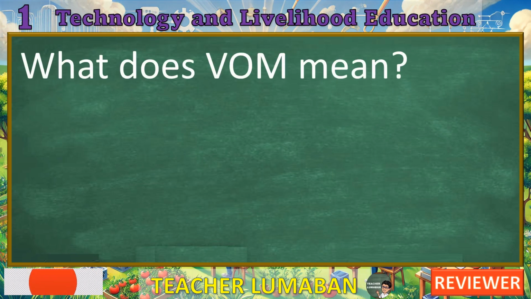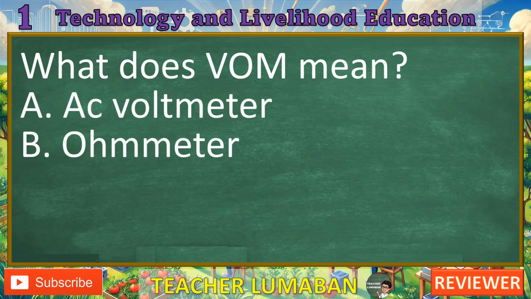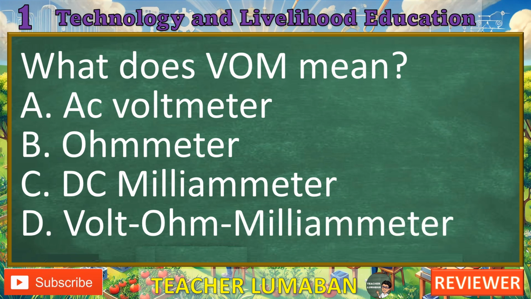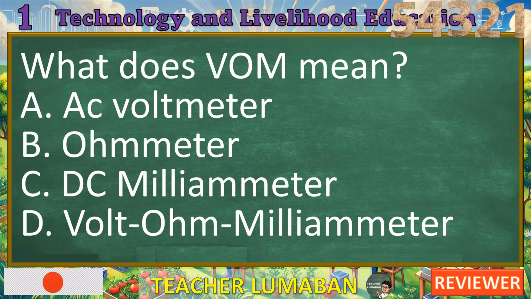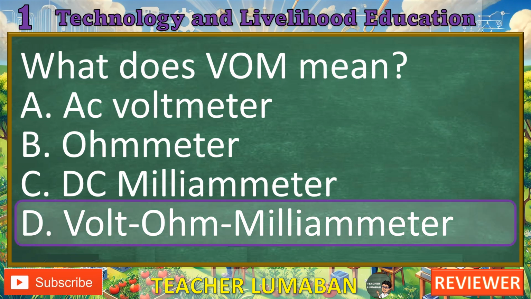What does VOM mean? A. AC voltmeter. B. Ohmmeter. C. DC milliammeter. D. Volt-ohm milliammeter. In the next 5 seconds, select the best response from the available options. 5, 4, 3, 2, 1. The best answer is D. Volt-ohm milliammeter. Explanation of each choice.